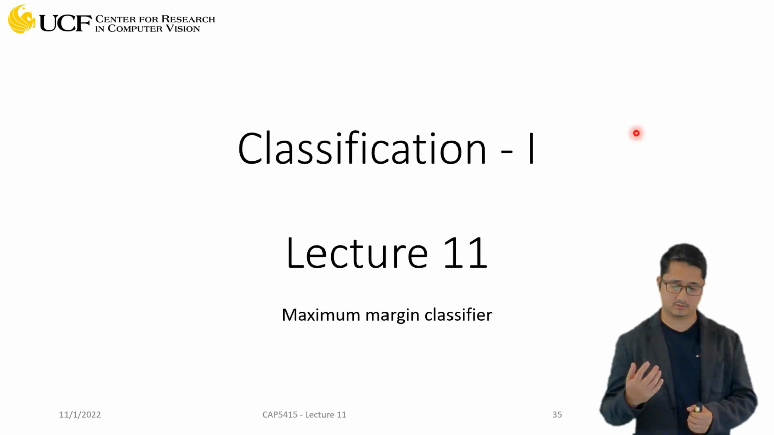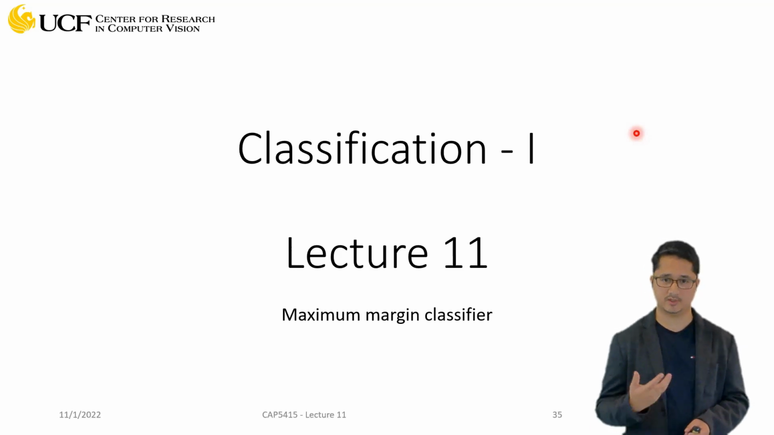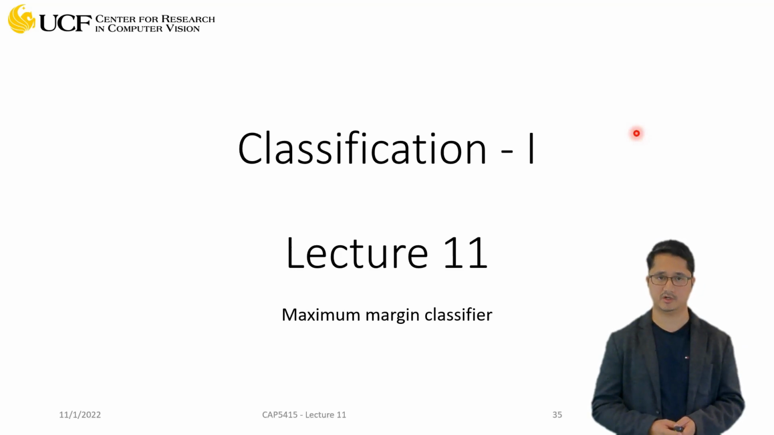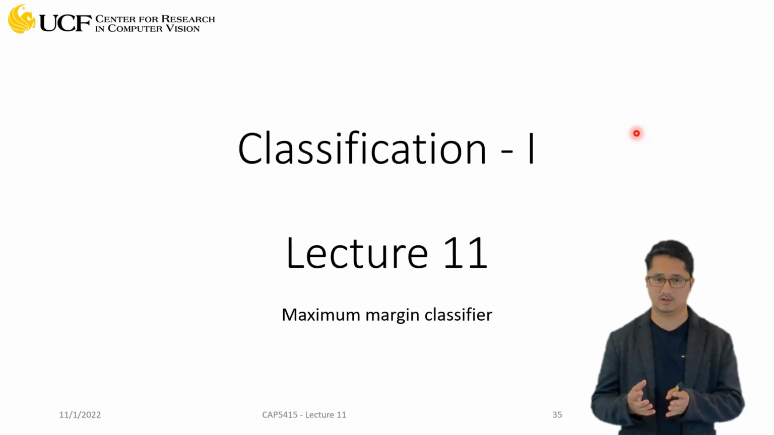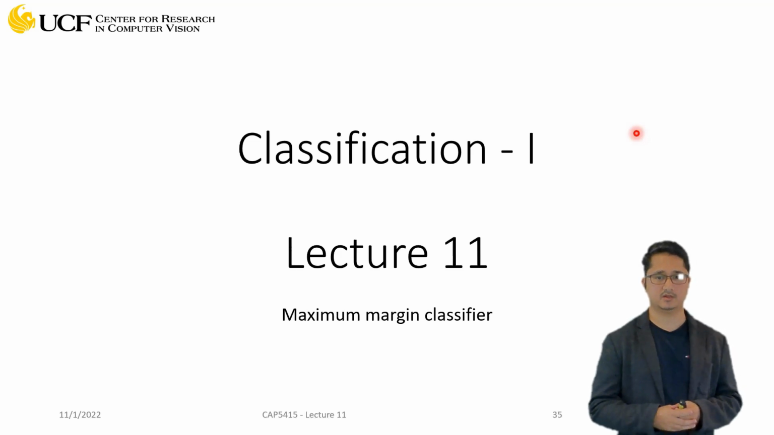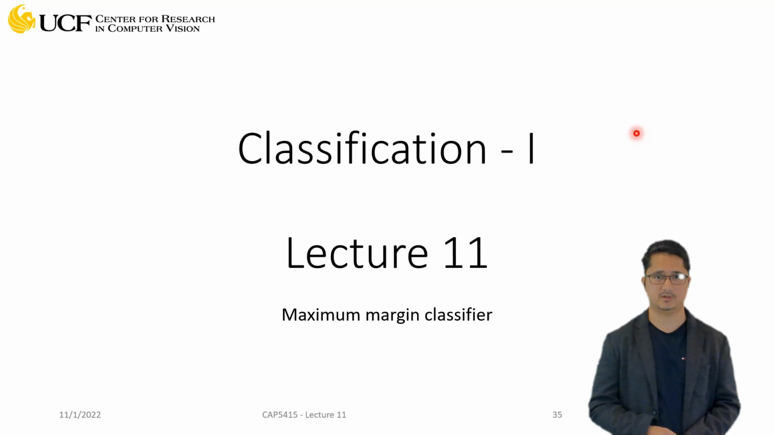Now we are going to talk about maximum margin classifier. And again, this is based on those decision boundaries which we were discussing for nearest neighbor. But we'll see how we can actually learn them efficiently given training data. So in nearest neighbor, there was no training involved, but in this case, we will perform some training so that those decision boundaries are actually learned. Okay.